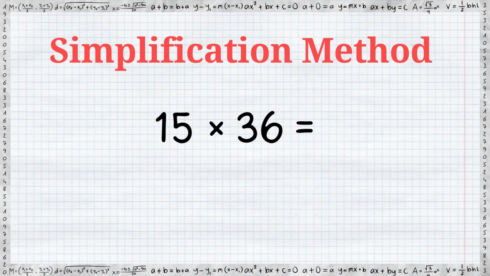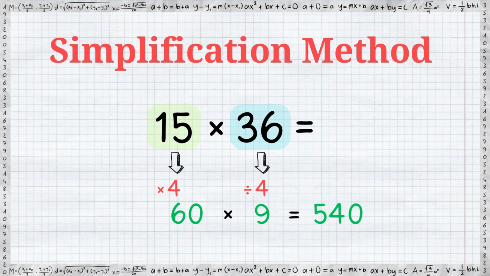Let's consider this example: 15 multiplied by 36. If I multiply 15 by 4, I get 60. Simultaneously, if I divide 36 by 4, I get 9. Now, 60 times 9 equals 540. Such an approach is much easier than directly multiplying 15 by 36, which also results in 540.